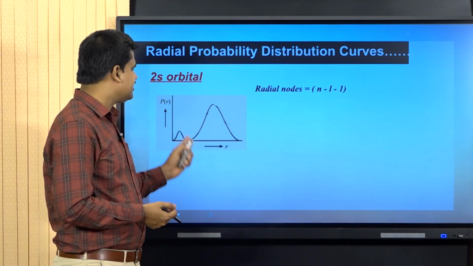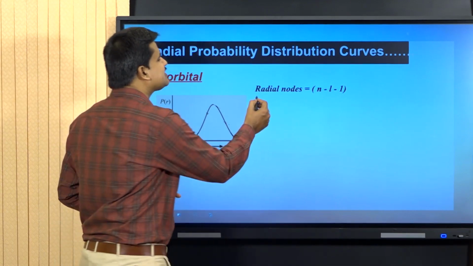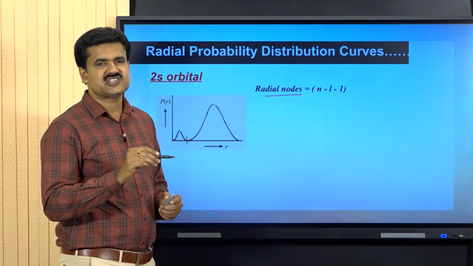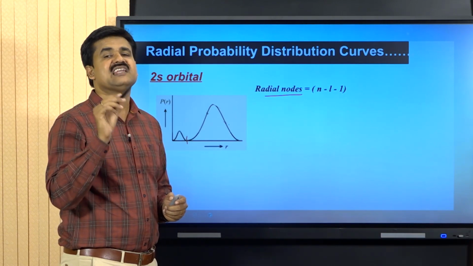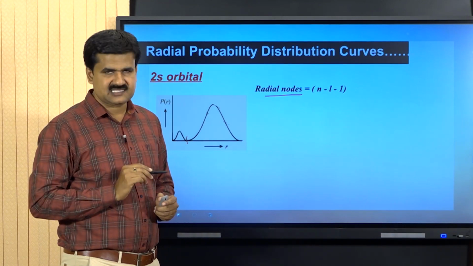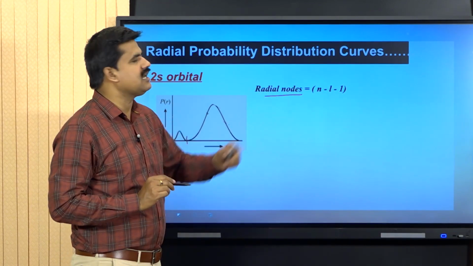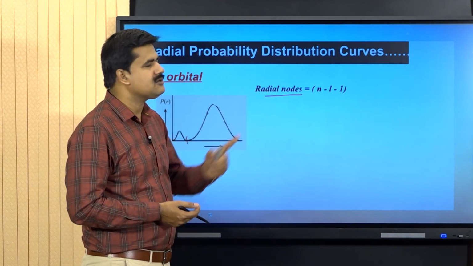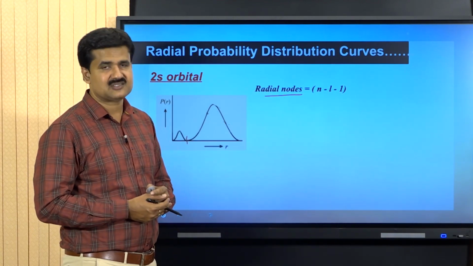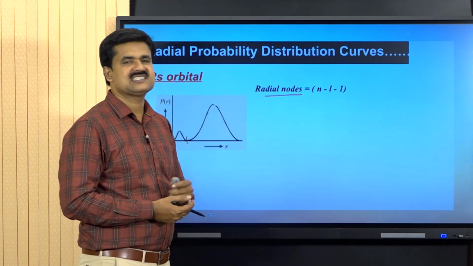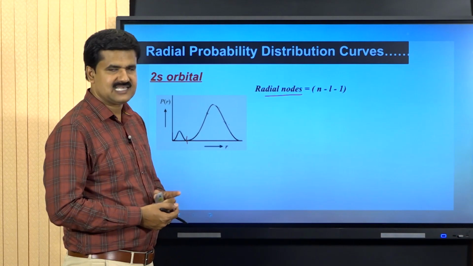Such positions are termed as radial nodes. Radial nodes are the positions where the probability of finding an electron is 0 as we move along the radial distance. The number of radial nodes can be calculated by using the expression radial nodes equal to n minus l minus 1, where n represents the principal quantum number, l represents the azimuthal quantum number, and 1 is a constant.